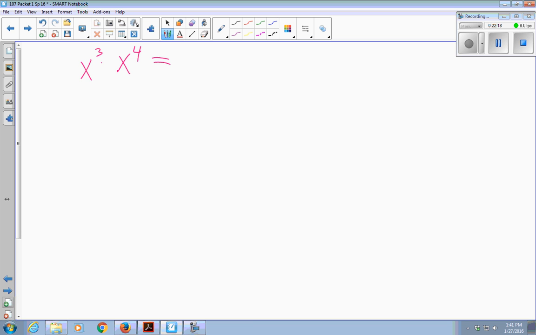3 x's, x times x times x, yeah. So x cubed means x times x times x, right? And then x to the 4th is 4 x's multiplied together. So x times x times x times x. So that's x cubed, that's x to the 4th. When I write them all out, how many x's did I write down? 7. So this is x to the 7th.